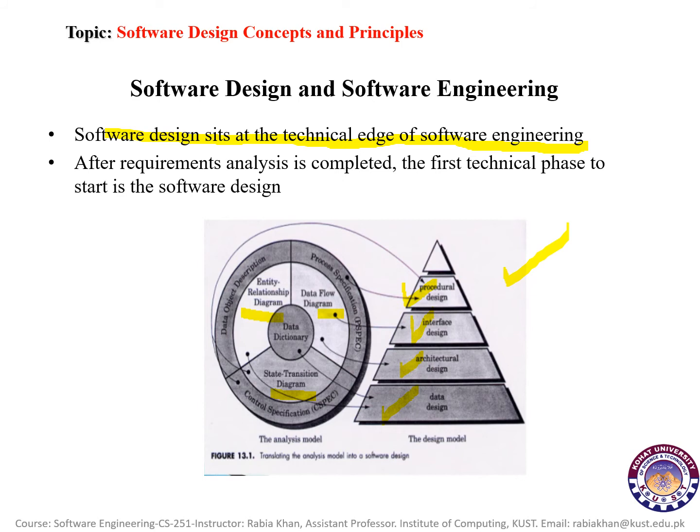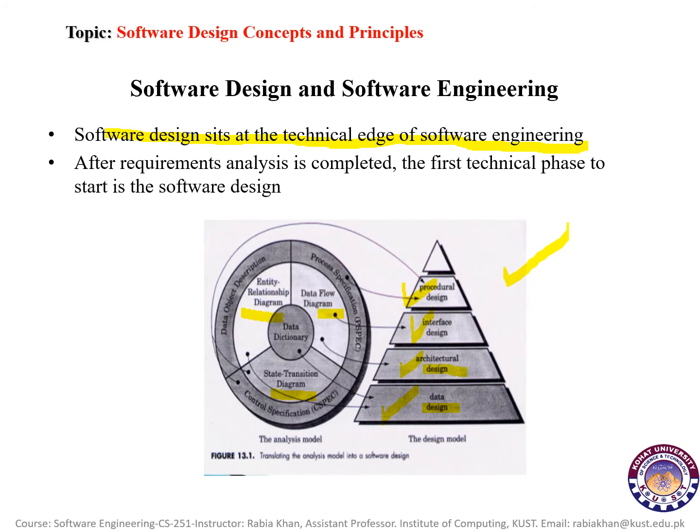The data design, which is the first subphase of design, transforms the information domain model created during the analysis into the data structures that will be required to implement the software. The data objects and relationships defined in the entity relationship diagram and the detailed data content shown in the data dictionary mainly provide the basis for the data design activity. The second subphase of design is the architectural design.